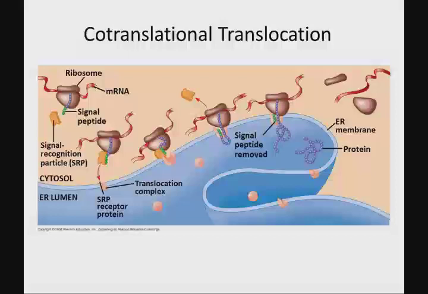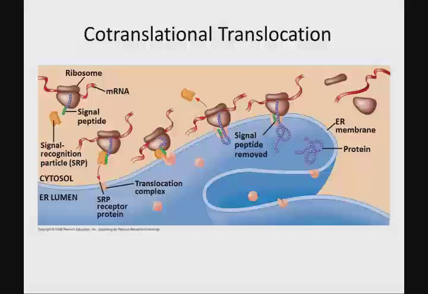That SRP halts translation and basically targets the entire ribosome-mRNA complex to the ER, where it binds, and then the protein synthesis can continue. But instead of releasing the protein free to the cytoplasm, as it exits the ribosome, it's directly fed across a pore, which is made out of a protein, into the ER. So remember, those proteins that are going to need glycosylation, the addition of sugars, are targeted to the ER, the beginning of the endomembrane system, the beginning of that pathway that protein could take.